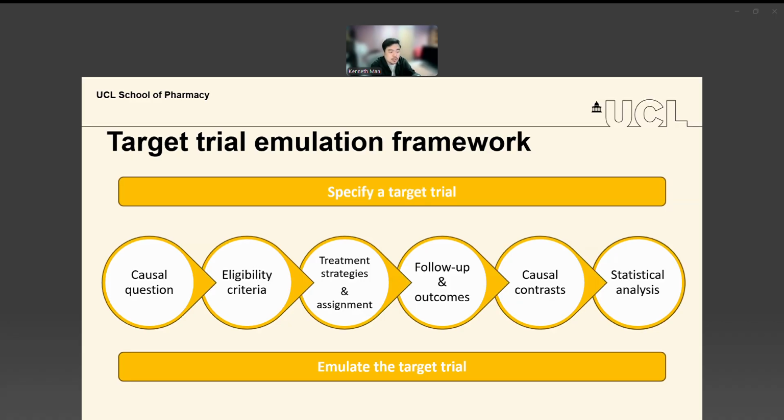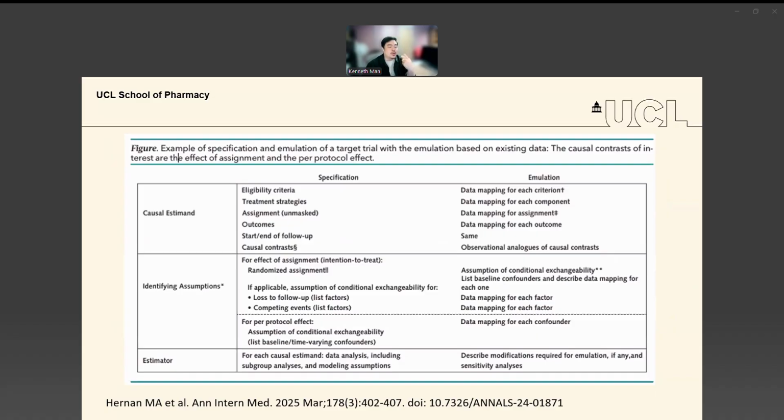Then we talk about the causal contrast, whether it's an ATE setting or an ATT setting, whatever. What is your target causal contrast? And then what will be the statistical approaches that you're going to apply in order to emulate your target trial? So that's a very typical road map for a target trial emulation study. Of course, when we get our hands dirty, there are a lot of operational definitions that we have to consider when trying to emulate a target trial with observational data.